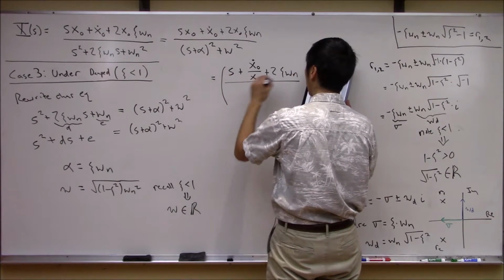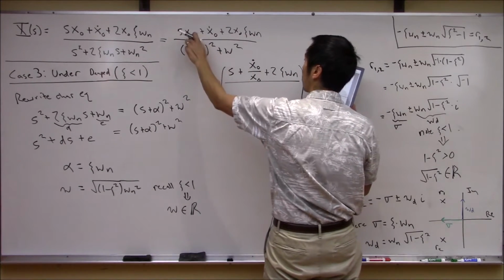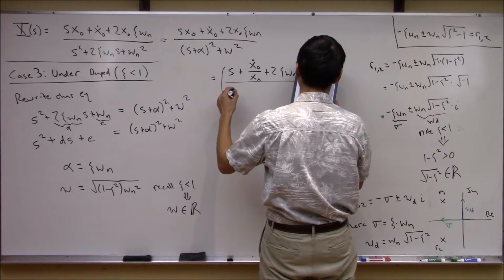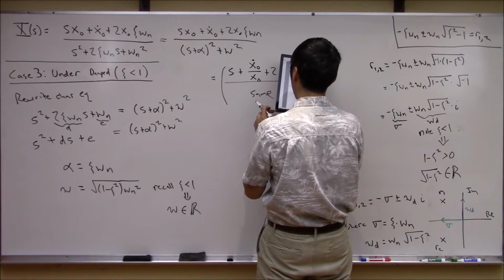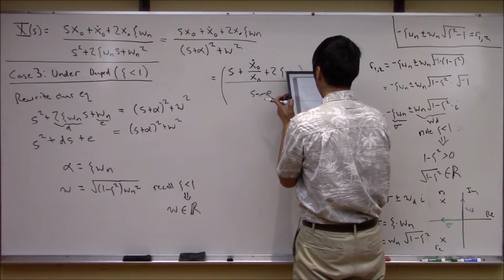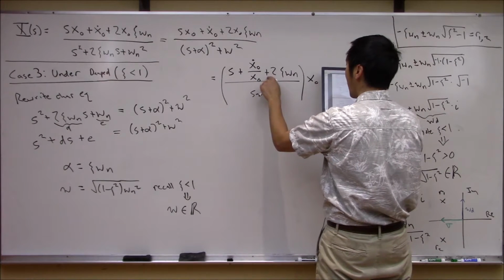Sorry, no, let's pull that x0 out here. So all I did is pull this x0 out of the numerator. The denominator is the same, so I'm just going to write it as same. It's this guy, okay?